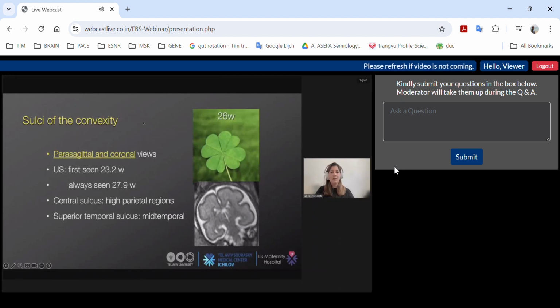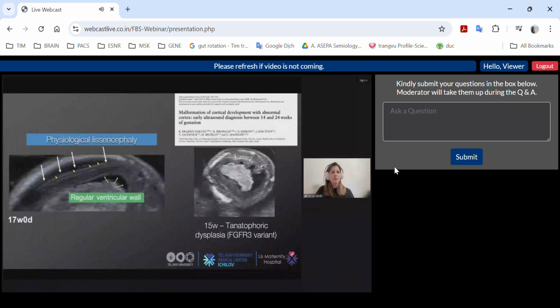I like to say that by 26 weeks, the coronal view of the brain needs to look like a four-leaf clover. It's roughly a way to check. So we need to have one indentation in each aspect of the brain, and it really helps us regardless of the name of the sulci.